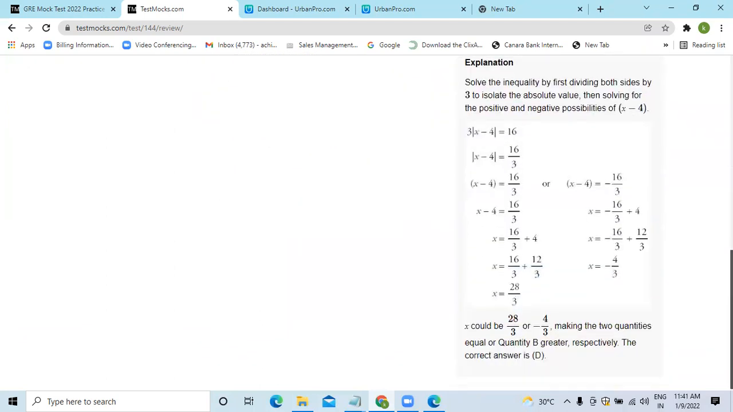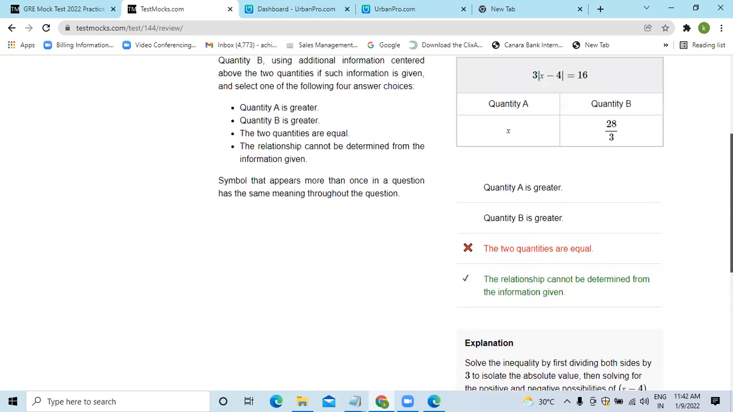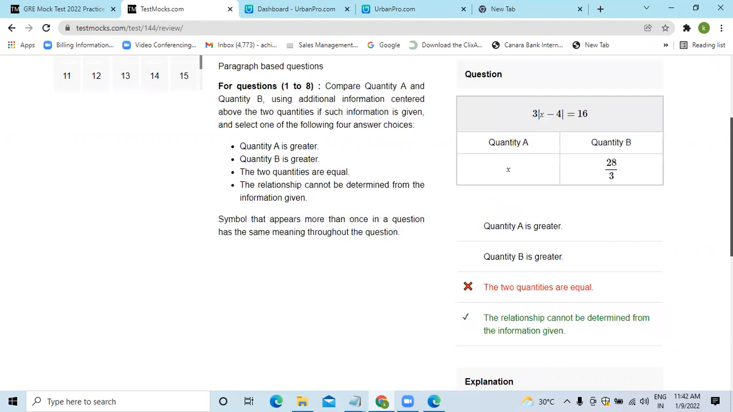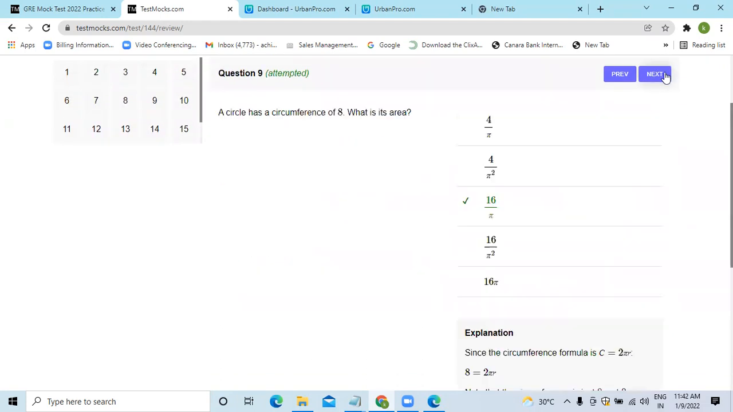Okay. You want to take a screenshot of this explanation? Yes, give me 1 second. Yes. And this question. Okay. All right. Yes. Okay, go to the next.